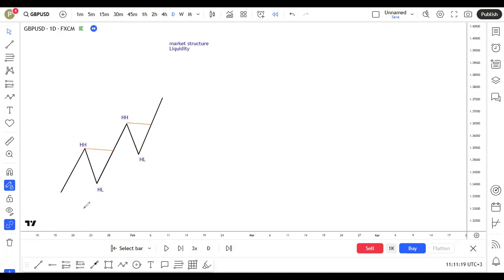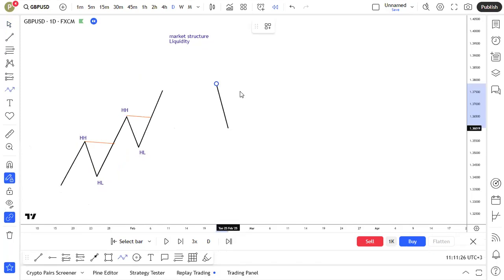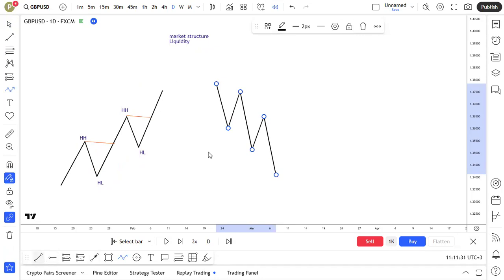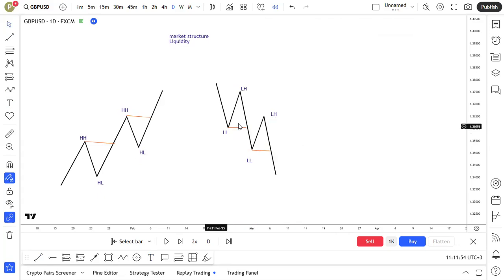When we are bearish, it's just the opposite of this. We are forming lower lows and lower highs. So you will see price breaking structures to the downside, and forming these lower lows, lower high, lower low, and lower high. That's how simple it is when it comes to a bearish market.